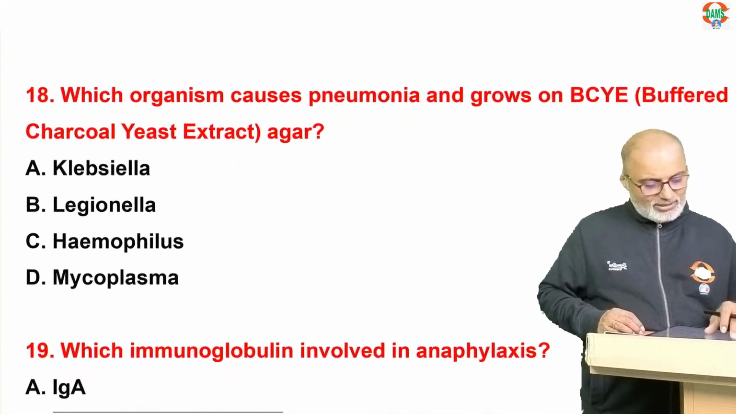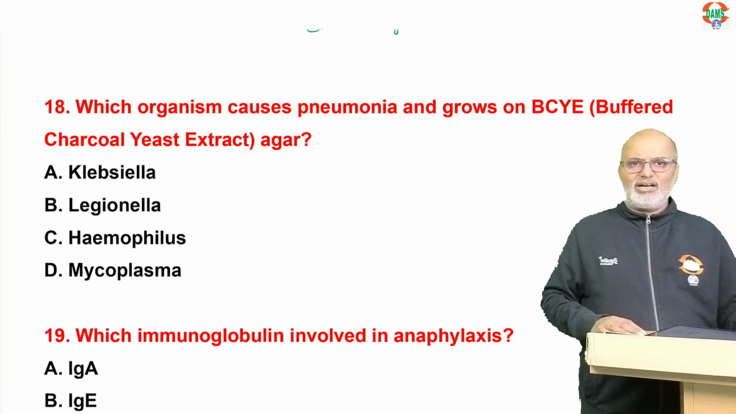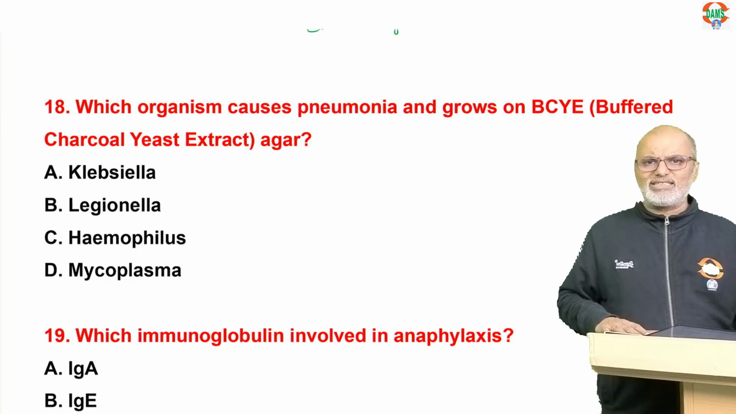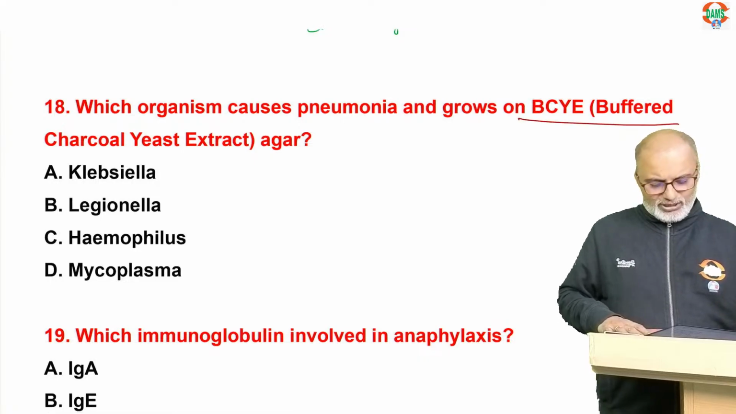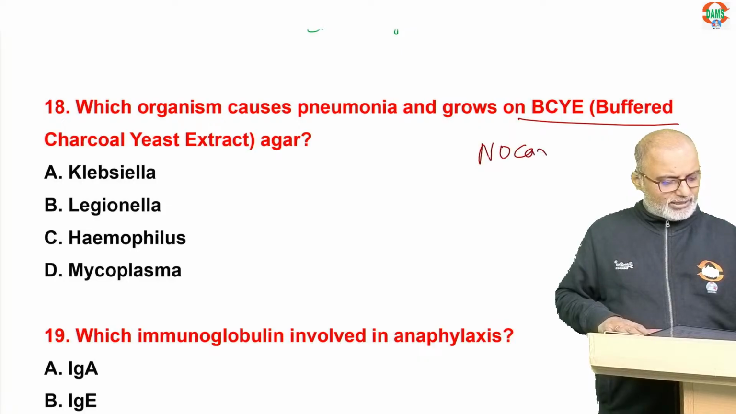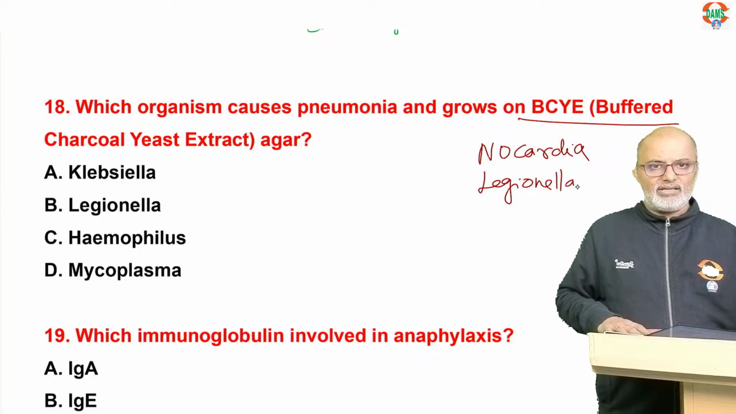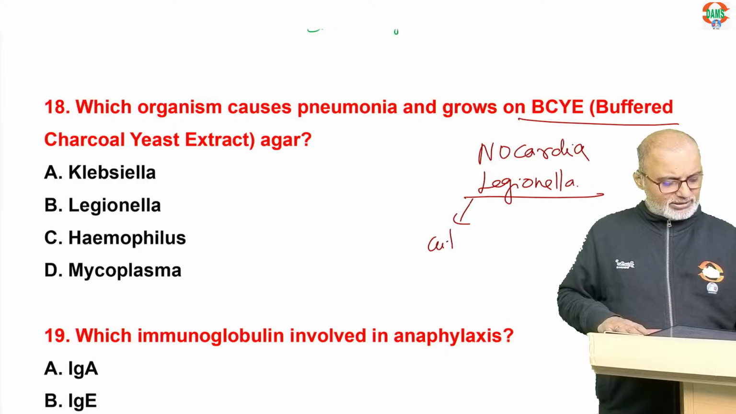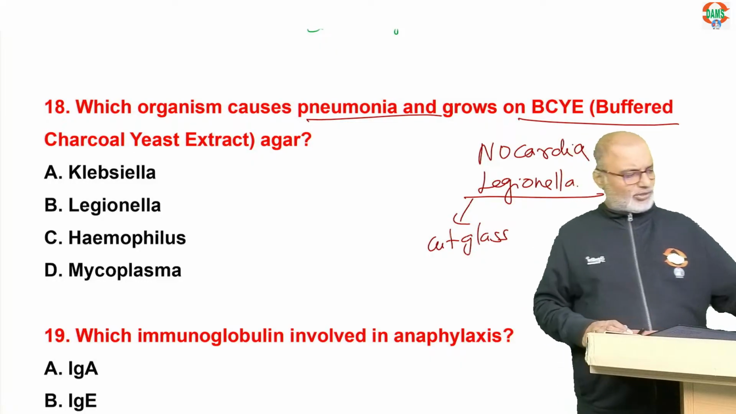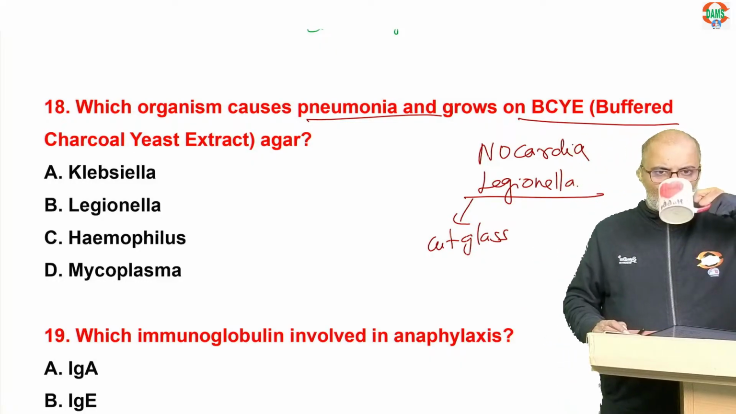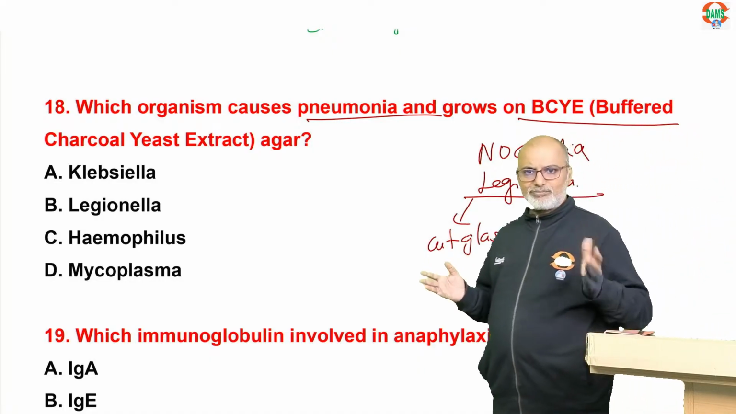Next is: organism causes pneumonia and grows on buffered charcoal yeast extract agar. I already answered this previously. Buffered charcoal yeast extract agar is a selective medium for two organisms. One is Nocardia, another one is Legionella. Legionella produces cut glass colonies. Nocardia also causes pneumonia. Both are capable of causing pneumonia.